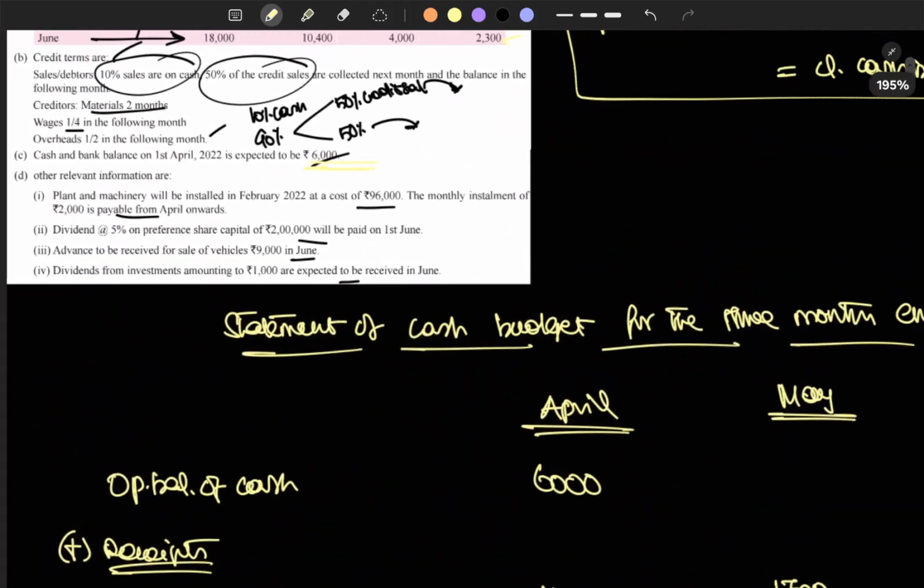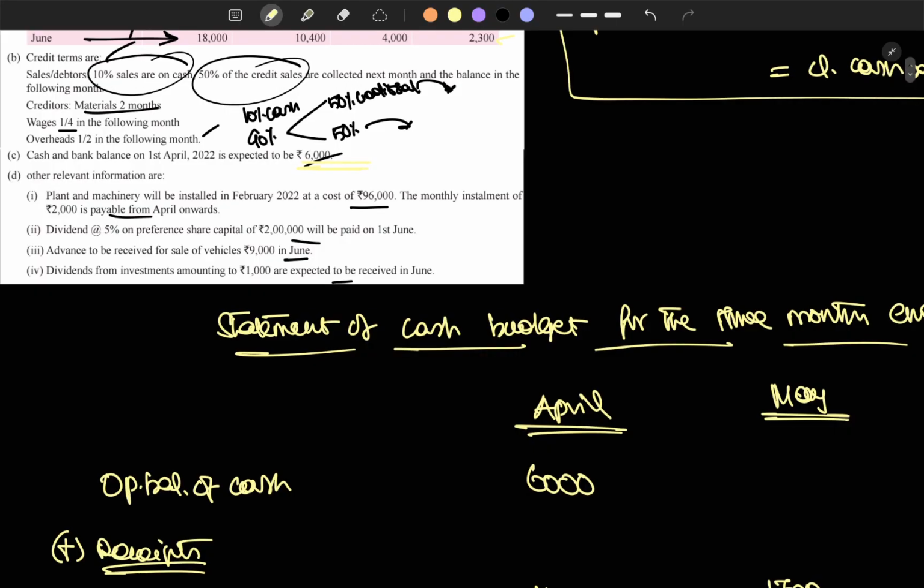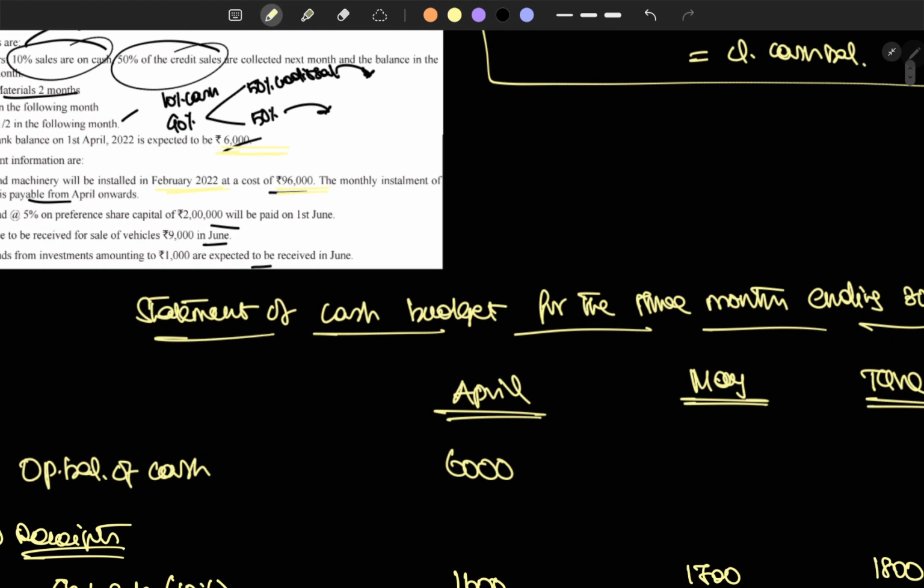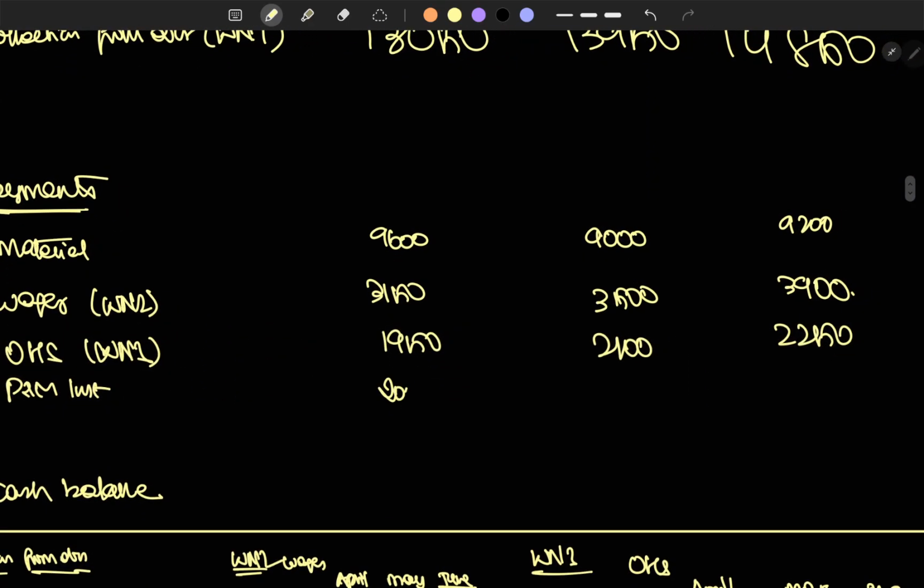Let's do it. Plant and machinery will be installed in February 21, at the cost of 96,000. Monthly installment of rupees 2,000 is payable from then onwards. We are paying for plant and machinery installments, 2,000, 2,000, 2,000. Every month we are paying 2,000.